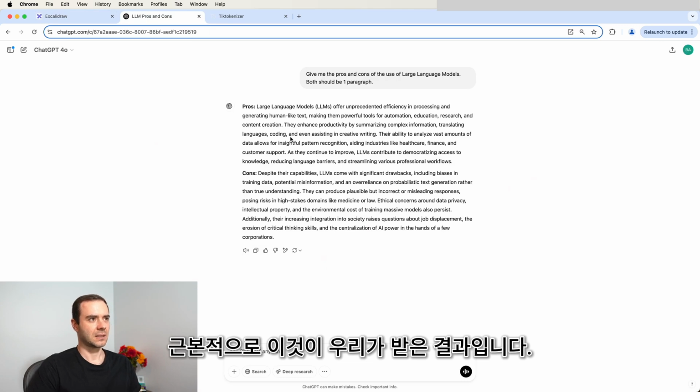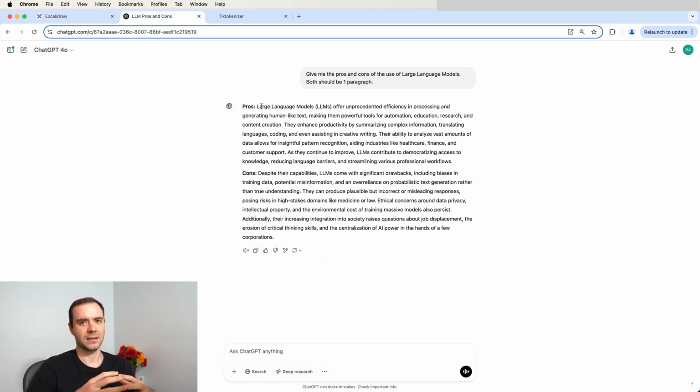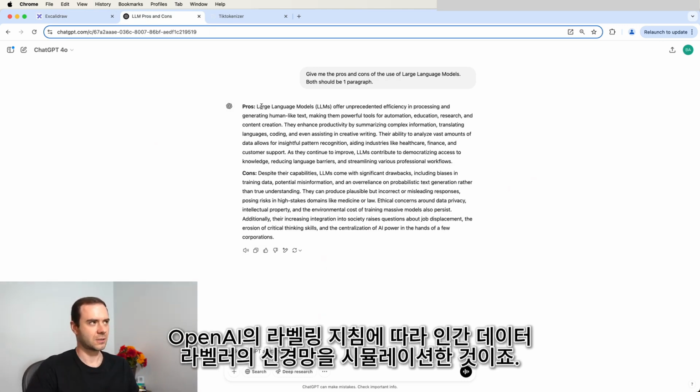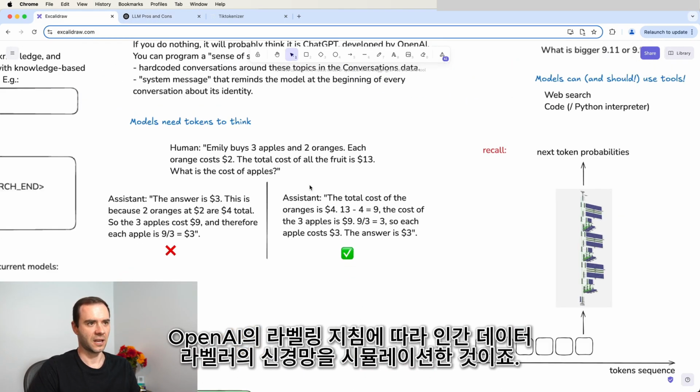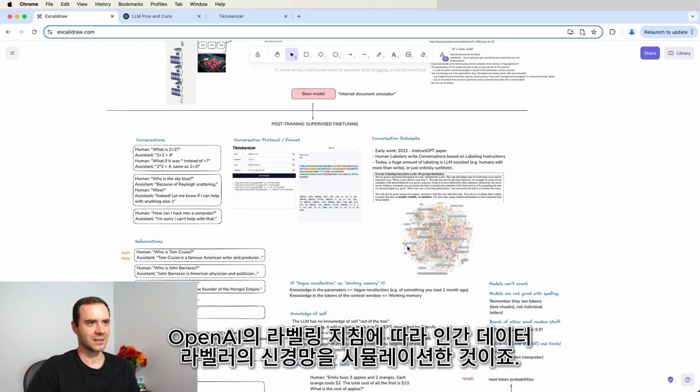But fundamentally, this is how we think of what came back. It's, again, a simulation by this neural network of a human data labeler following the labeling instructions at OpenAI.